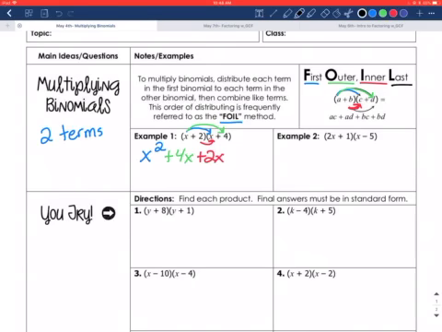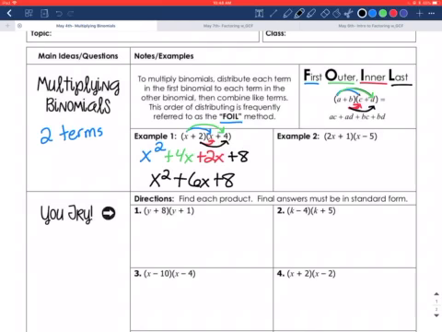And lastly, we multiply the last ones. That would be b and d, which here would be 2 and 4, which will give us a plus 8. All right, so when we combine all those, that would just be x squared plus 6x plus 8. Those two middle terms are the terms that we combine.